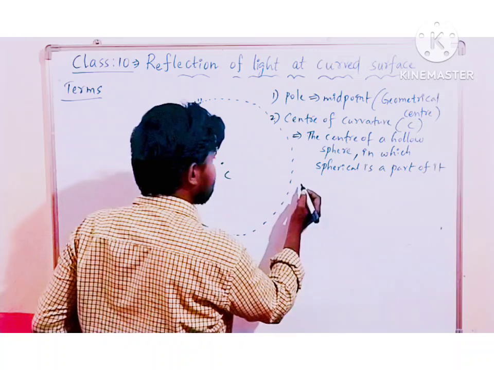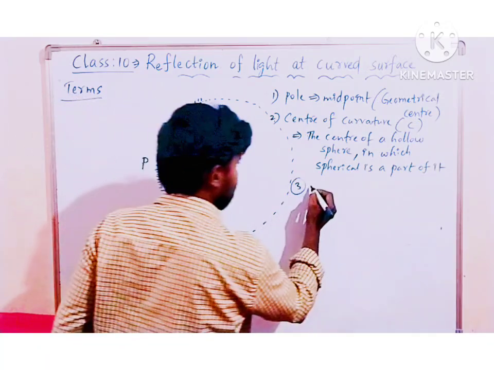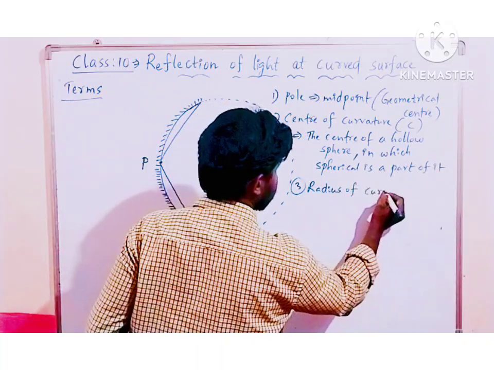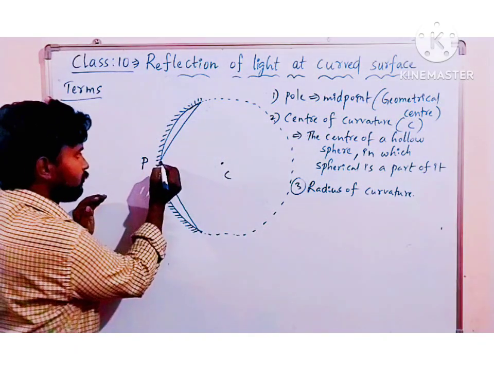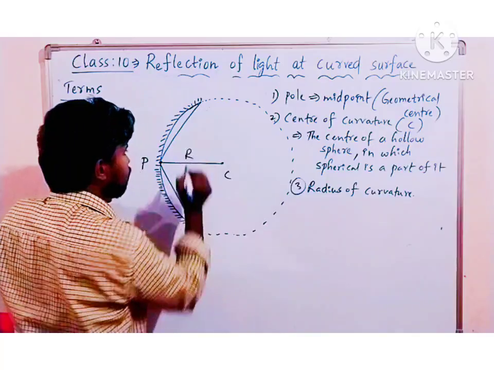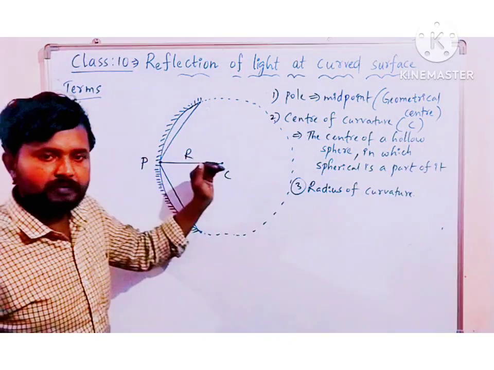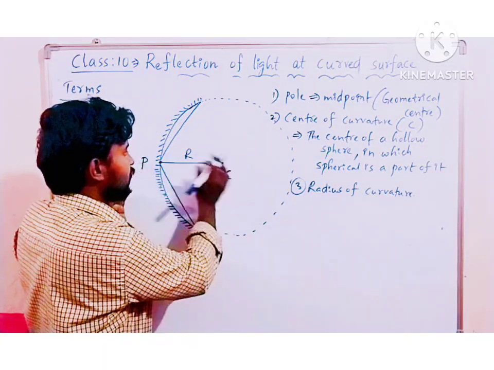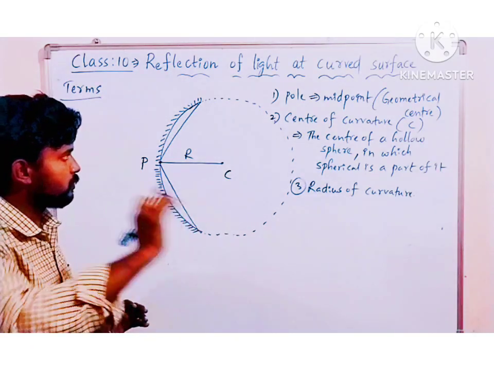Okay, now the third point: what does radius of curvature mean? Capital R, radius of curvature. Look here, the distance from the pole to the center of curvature is called the radius of curvature. It is like the radius of a hollow sphere.